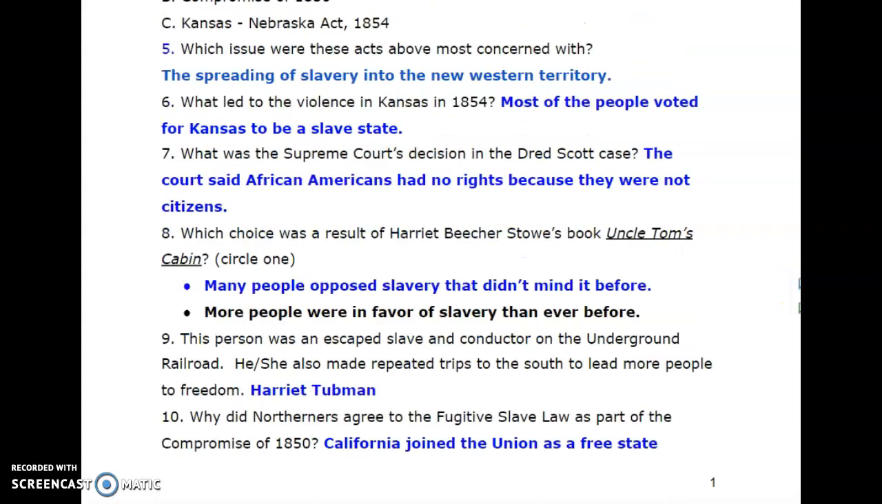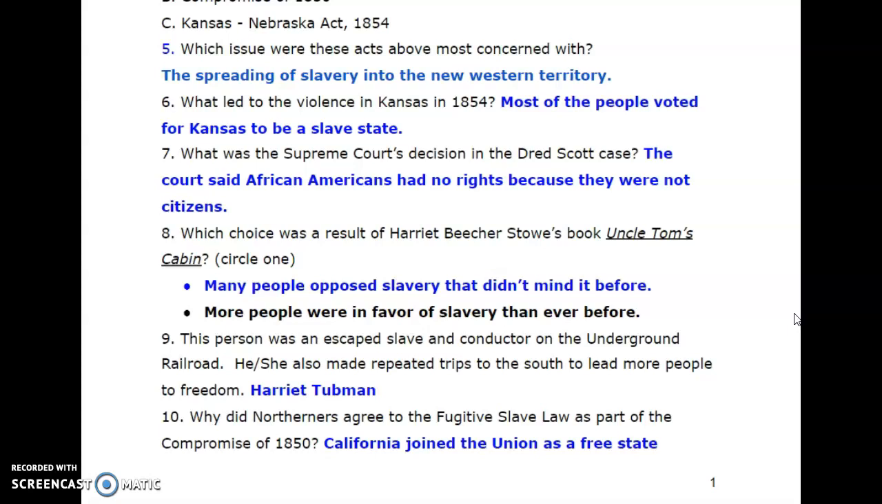Number six, what led to the violence in Kansas in 1854? Well, Kansas was given the right to vote whether or not they wanted to be free or slave, which of course nullified the Missouri Compromise that said that area of the country could not have slavery. As a result, Kansas voted for slavery, which led to several years of intense violence, otherwise known as Bleeding Kansas, which was really a prelude to a much bigger civil war that would begin with the firing of the Confederacy on Fort Sumter in 1861.